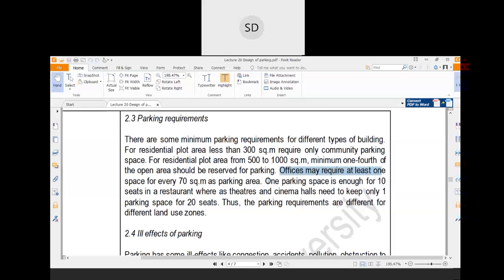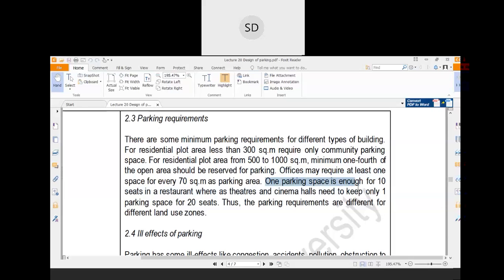Suppose your area is 70 square meters of office area, in that case you need one parking space. Suppose it is 140 square meters, in that case you need two parking spaces. Like that, for every 70 square meters of area you need one parking space.